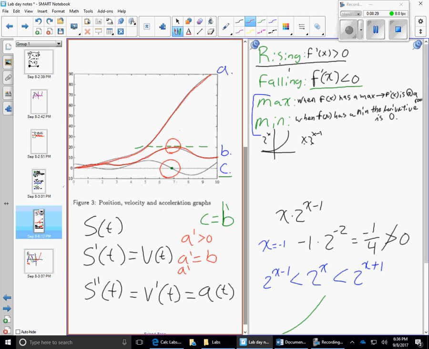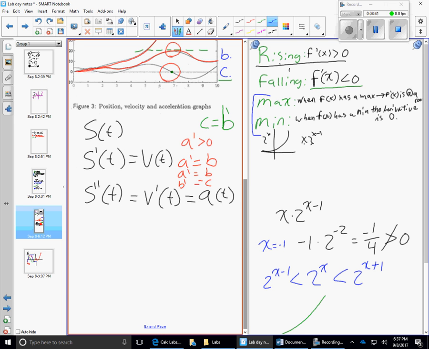Well, if A prime equals B and B prime equals C, that's the same as saying that, I'm going to extend the page a little to work on this again. So A prime equals B, B prime equals C. Well, isn't B prime just the same thing as A double prime? So if A double prime equals C, that looks an awful lot like what we have here. So we would call A our position, B our velocity, and C our acceleration.